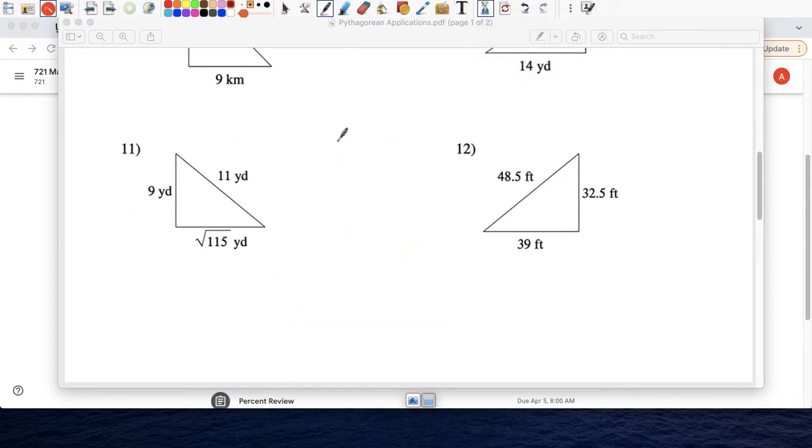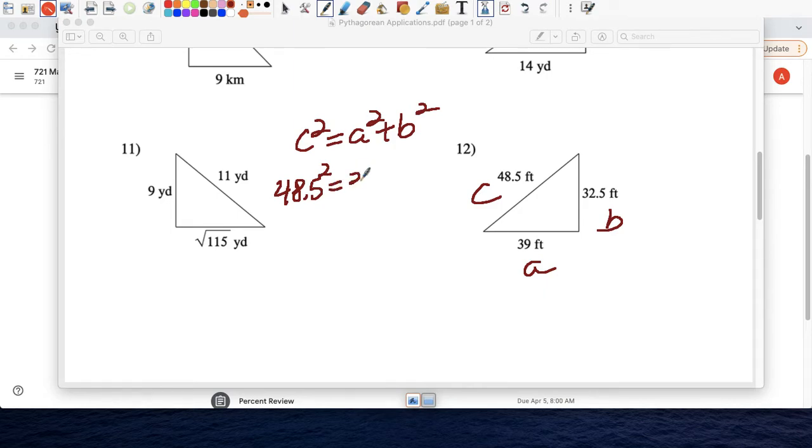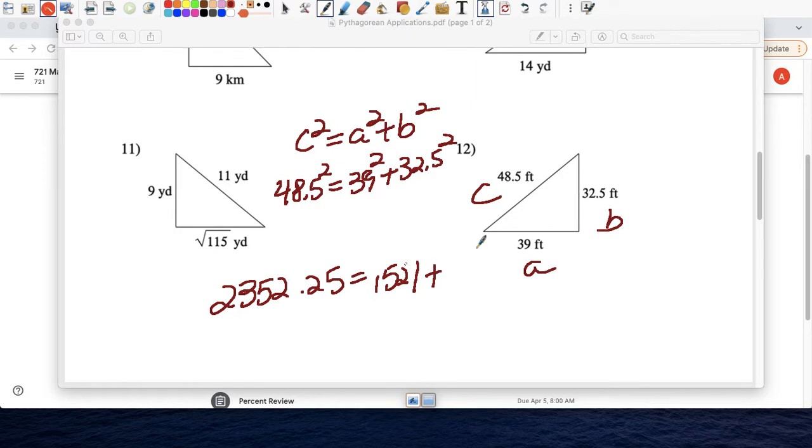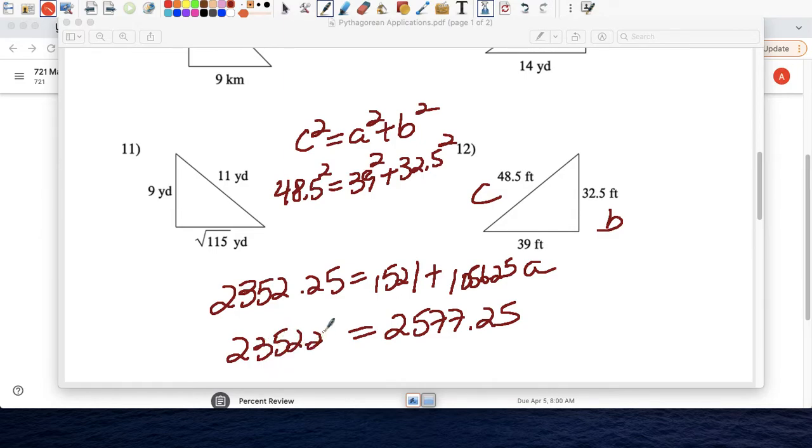Last one, decimals, okay. C squared equals A squared plus B squared, so we get, write this down, C, A, and B: 48.5 to the second power, 39 to the second power, plus 32.5 to the second power. 48.5 to the second power is 2,352.25. 39 to the second power is 1,521. And then 32.5 to the second power is 1,056.25. So let's add these together. And no, sorry. They are not the same, so this is definitely not. If you had these three sides, you would not be able to create a right-angled triangle.